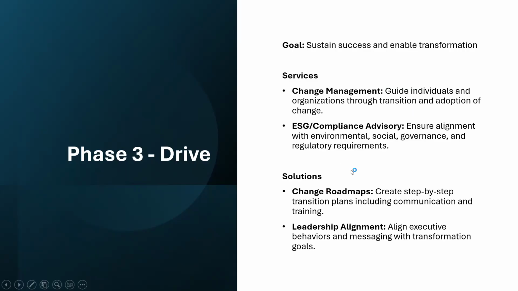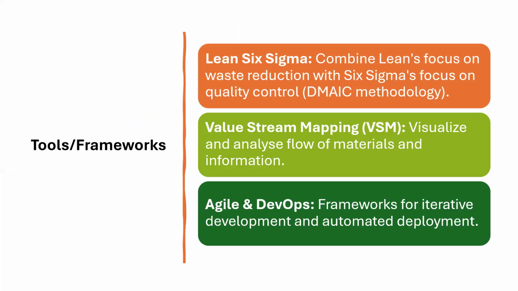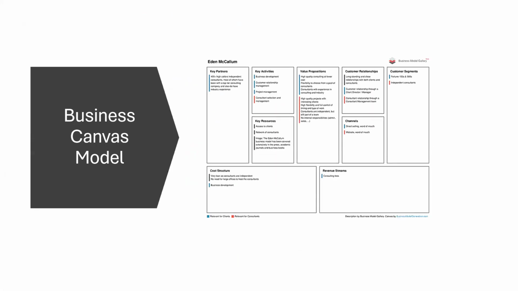Then what are the solutions? Change roadmaps. How do they go through the change process? You guide them through it. And this is where you use change management concepts. ADKAR is a good tool, a very good tool that you can use for change management. So those are the 4 phases that you can adopt.